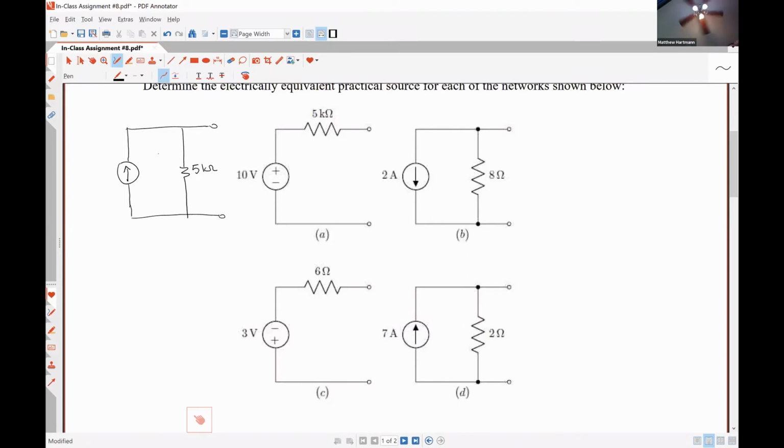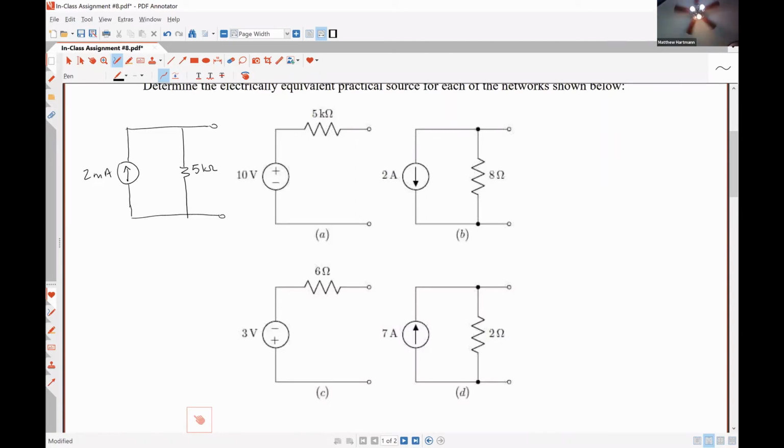What value should my practical current source have for the current source portion? 10 volts divided by 5 kilo ohms. Right, so 10 volts divided by 5 kilo ohms is 2 milliamps. And there we go. It's as simple as that.